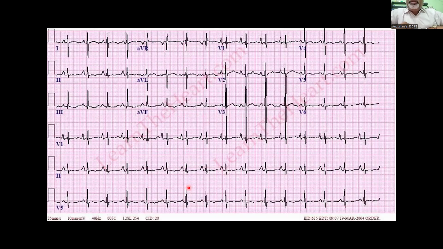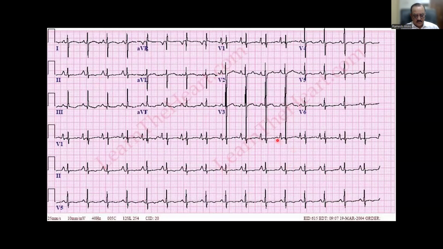Look at everything. All the waves are a bit tall. Very good, super. It is a tall P wave. Look at here. Definitely more than two small spaces, and it's a big tall P wave. Everybody has picked it up? What is the diagnosis here? Right atrial enlargement. Excellent. This is suggestive of right atrial enlargement. Very good.